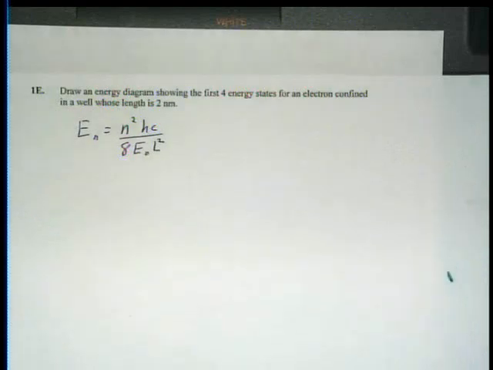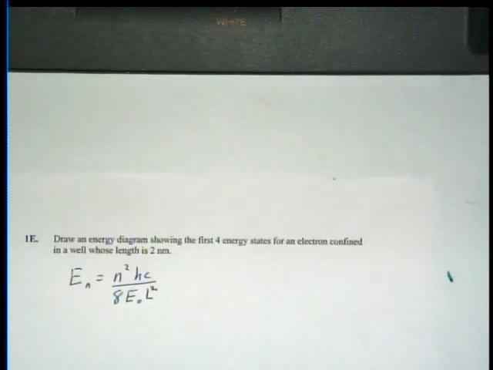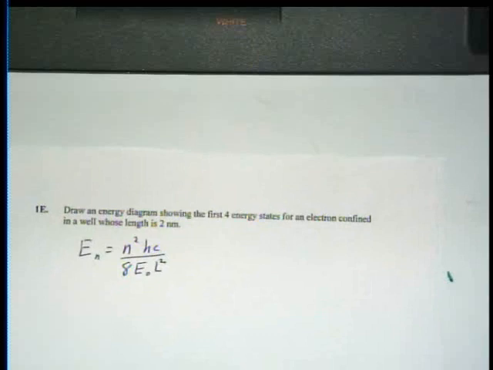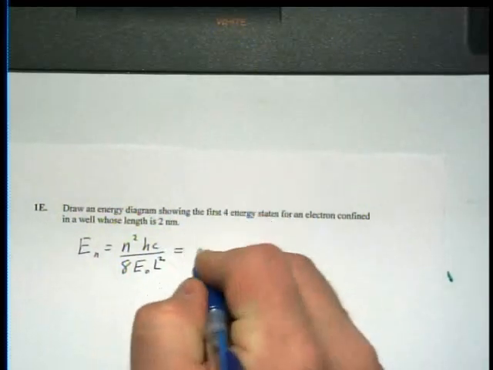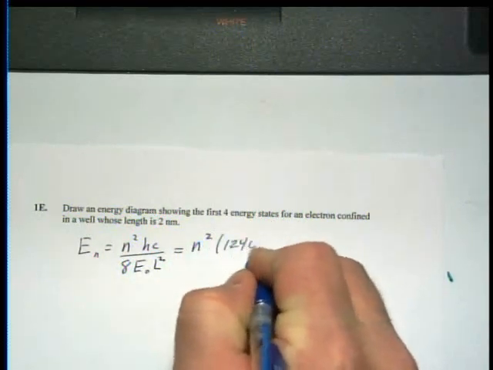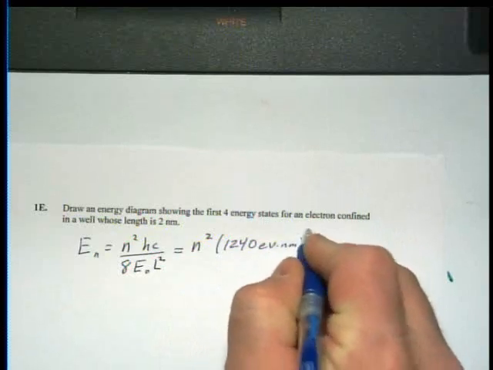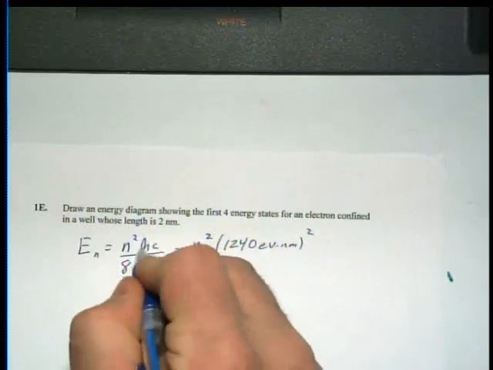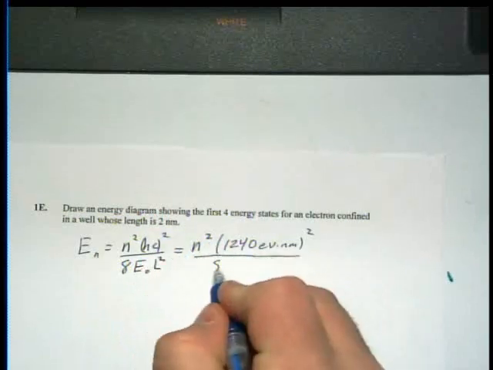So if you don't know this, you just want to solve the Schrödinger equation for really hard stuff, I guess. This is the easiest thing we can have. It says find the first 4 energy states of an electron confined to a well that's 2 nanometers. Let's go ahead and do it. I think I actually did this, but I didn't punch in the numbers. So this is eV nanometer. Oh, that should have been squared.